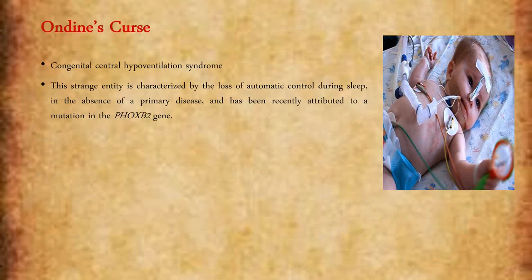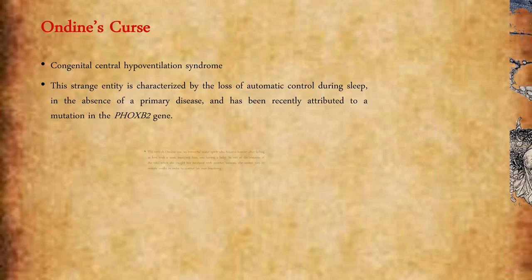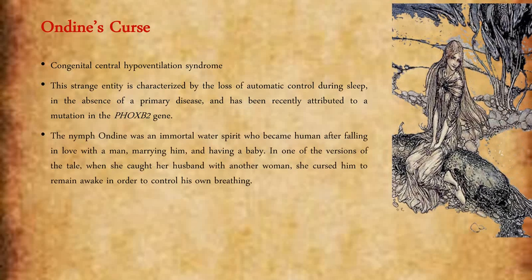Undine's curse, the inability to ventilate. This can be found in the neonatal ICU because they are not surviving. Congenital central hypoventilation syndrome. This strange entity is characterized by loss of automatic control of breathing during deep sleep in the absence of a primary disease. The nymph Undine was an immortal water spirit who became human after falling in love with a man, marrying him, and having a baby. In one of the versions of the tale, when she caught her husband with another woman, she cursed him to remain awake in order to control his own breathing.